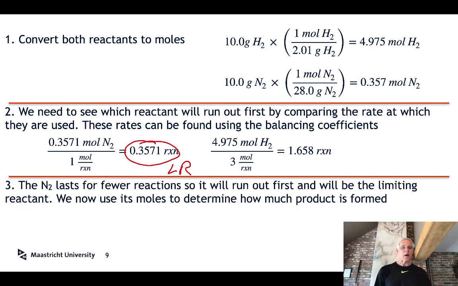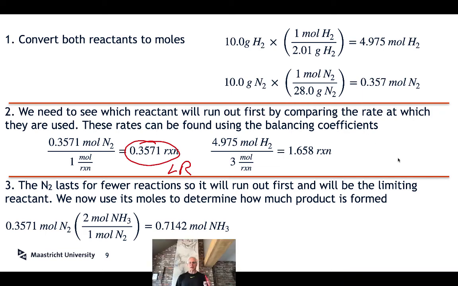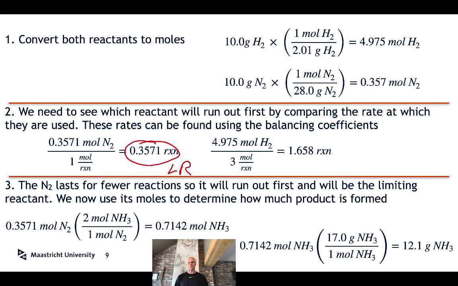So we know that the nitrogen will be the limiting reactant. We're going to use its moles to determine how much product is formed. And so I go back to my moles of N2, 0.3571. I know that I get 2 moles of NH3 per mole of N2. That's again based on the stoichiometry in the balanced reaction. And so I end up with 0.7142 moles of NH3.